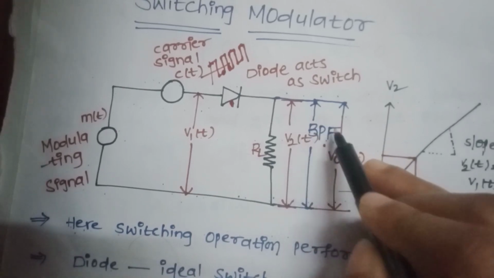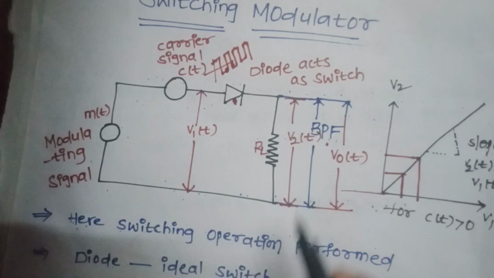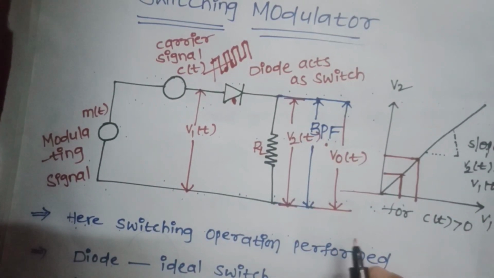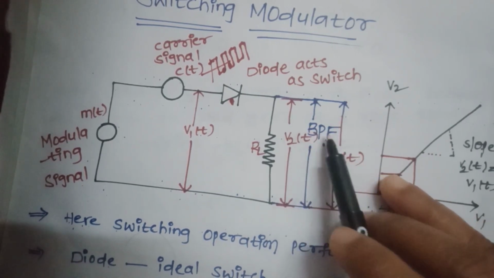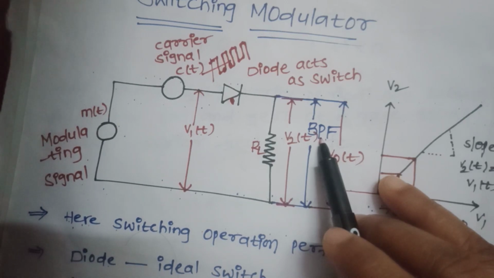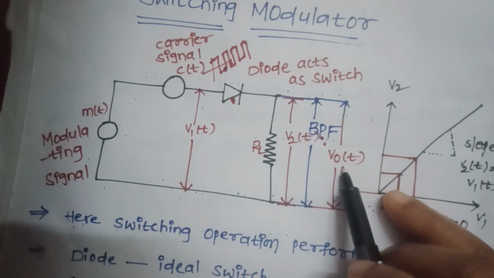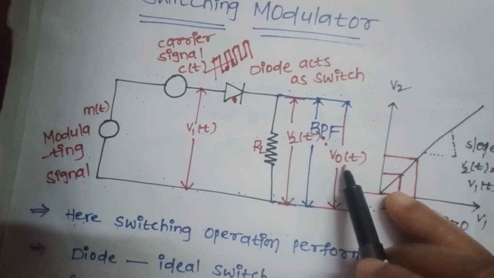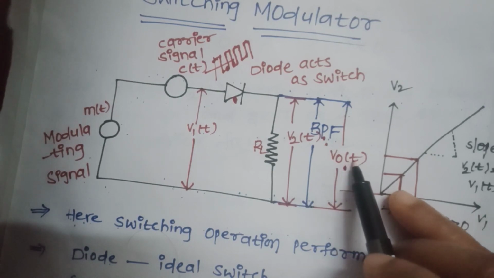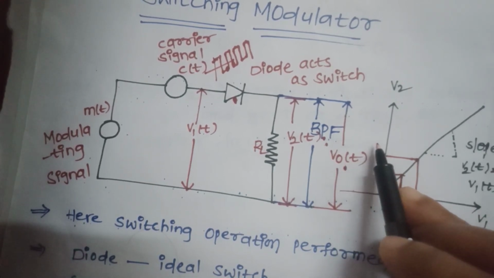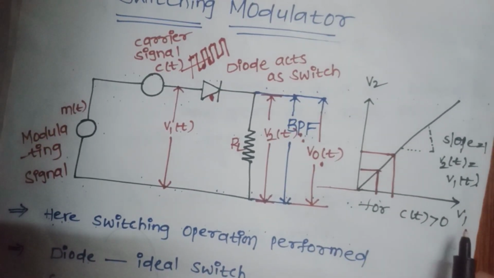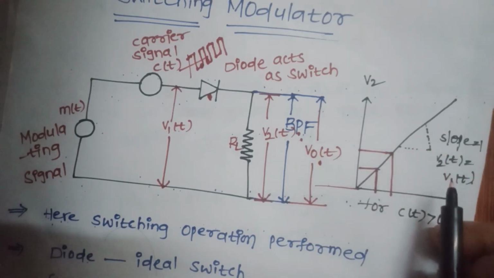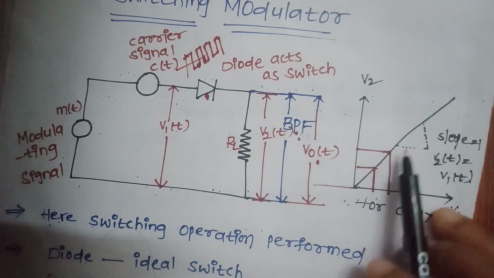This band pass filter is tuned from fc minus fm to fc plus fm. Frequencies in between are allowed by the band pass filter, and all the remaining frequencies are rejected by this filter. The band pass filter output is v0(t), and v0(t) is proportional to our message signal m(t). Here we have a graph between v1(t) and v2(t), which increases linearly.